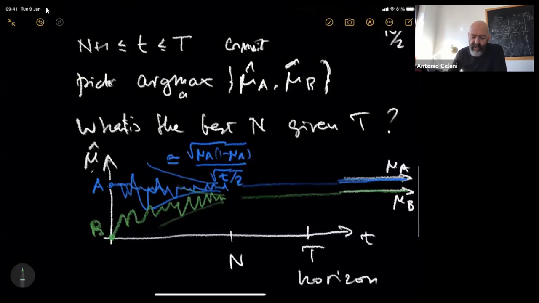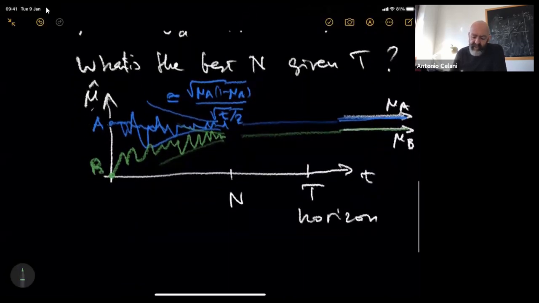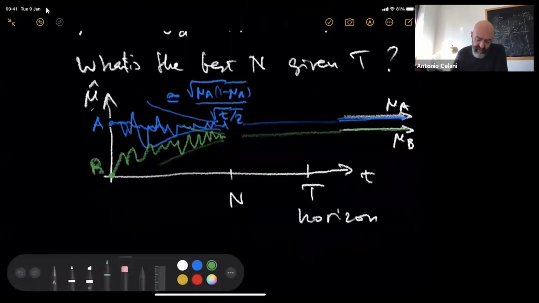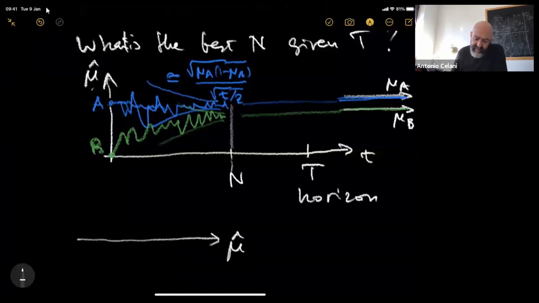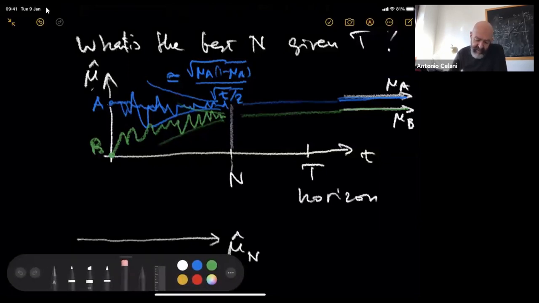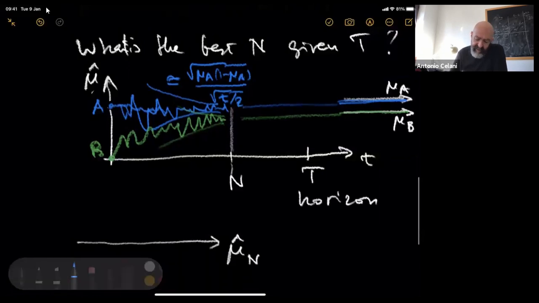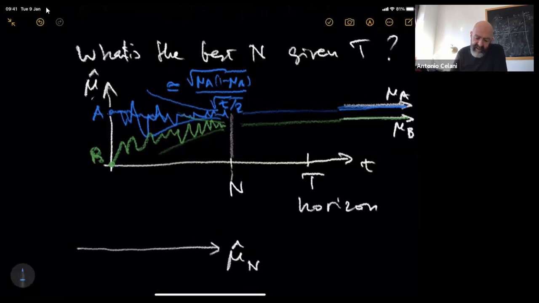Well, intuitively, the good time to stop is when, let's take a section here, at time n, and I'm going to plot the estimates for both at time n when I stop. By the central limit theorem, if capital N is sufficiently large, your distribution of the estimates of A will approach a Gaussian, centered on the true mu A, with a standard deviation that goes like 1 over square root of N.